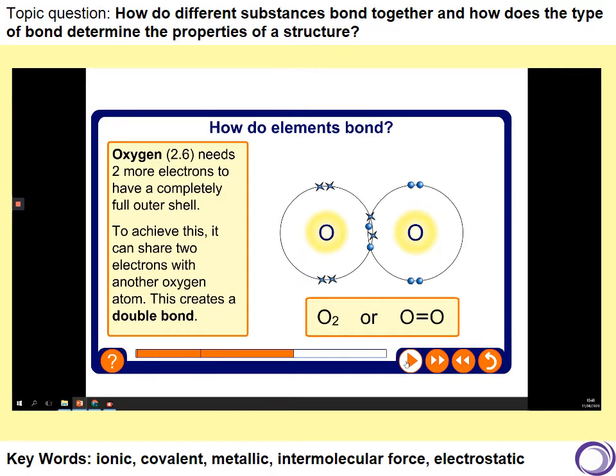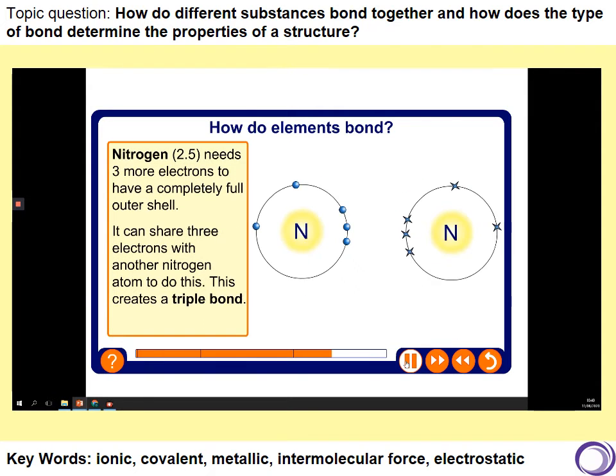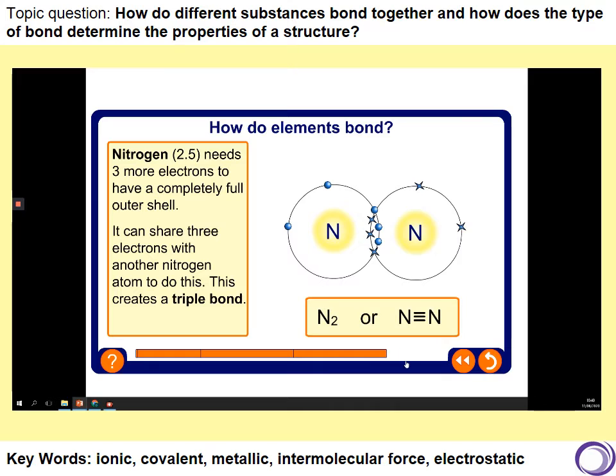Finally then, if we look at nitrogen, which is in group 5, nitrogen needs 3 more electrons.